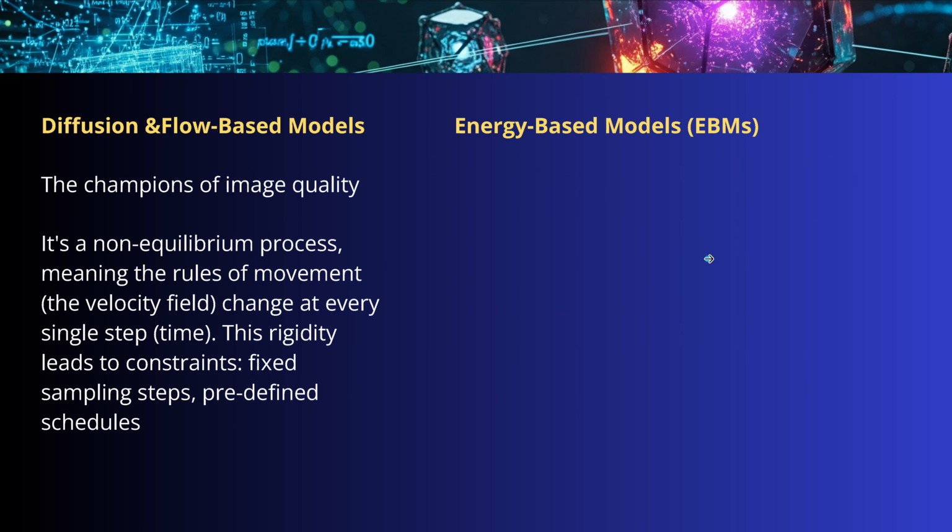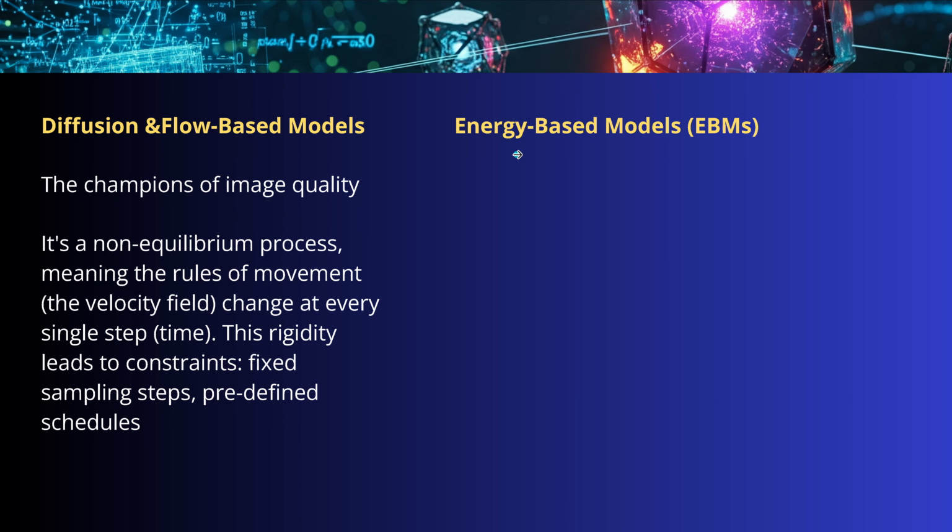Let me explain. All the diffusion and flow-based models that we have are our current champions for image quality. But we both understand that it's a non-equilibrium process, meaning that the rules of the movement, the velocity fields in a high-dimensional space, change at every single step, at every single time. And this rigidity leads to constraints: fixed sampling steps, a predefined schedule, and more. It's the newer model, but it's complex.